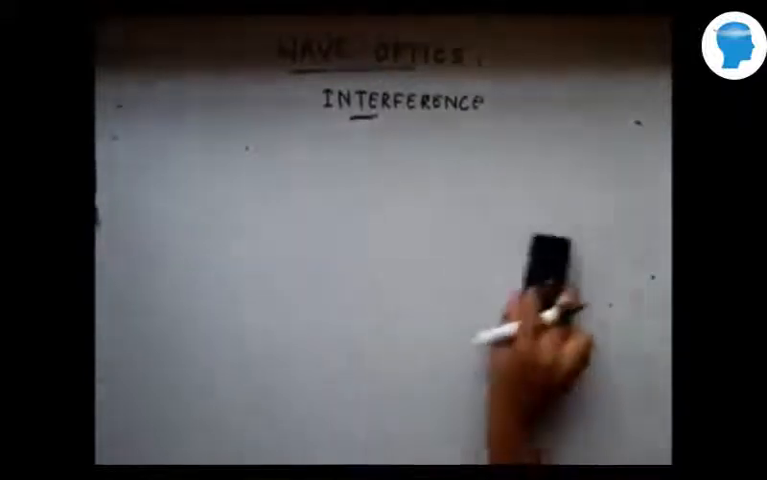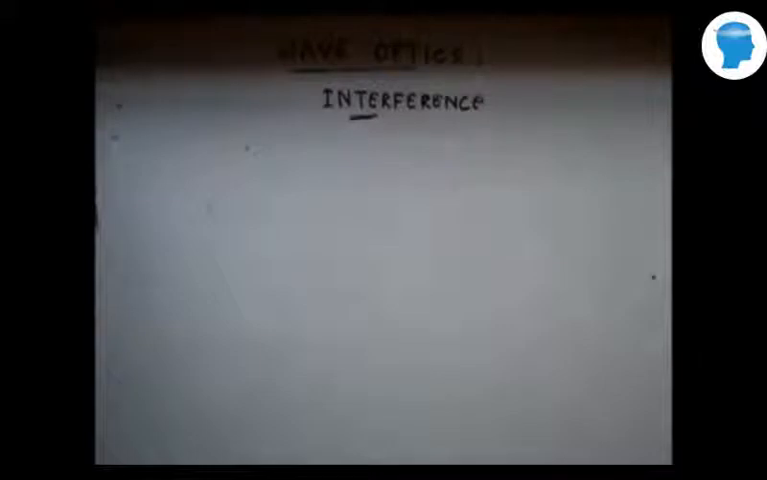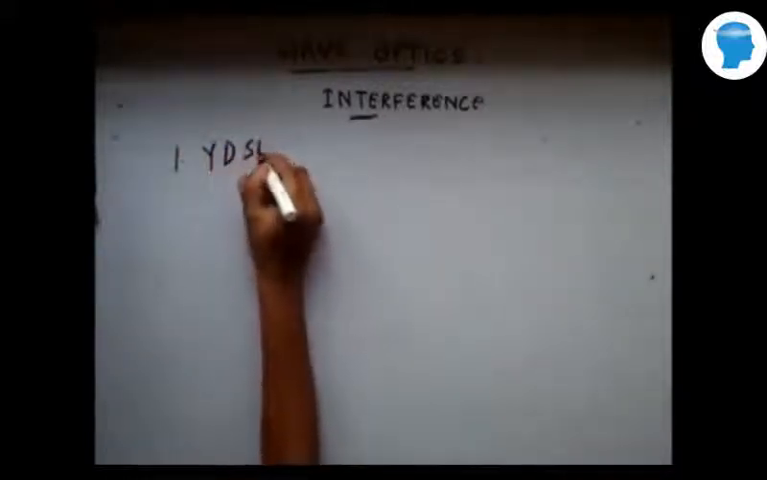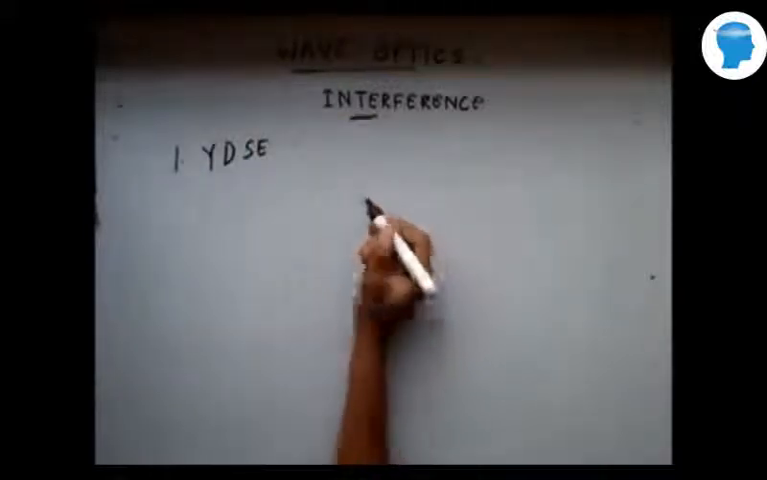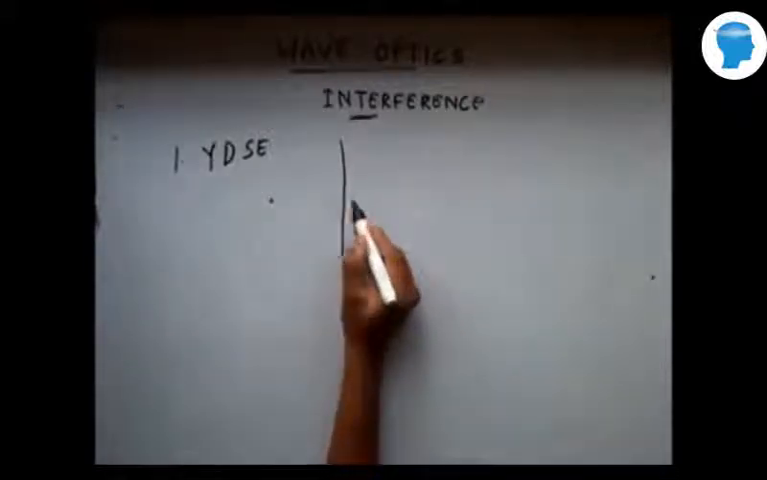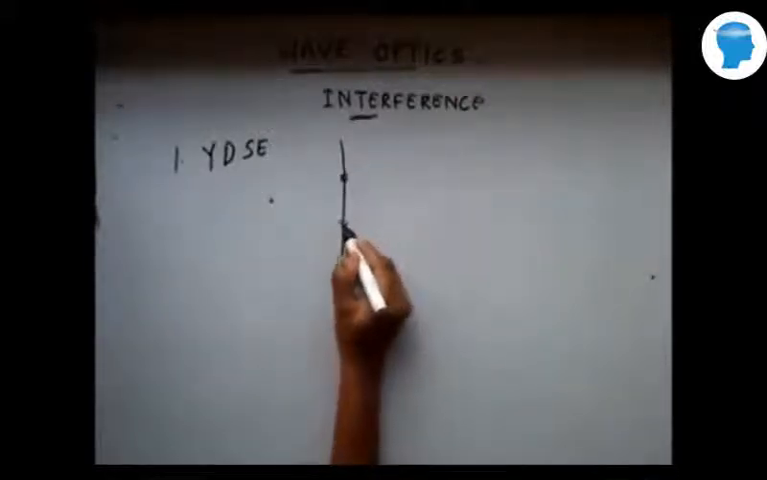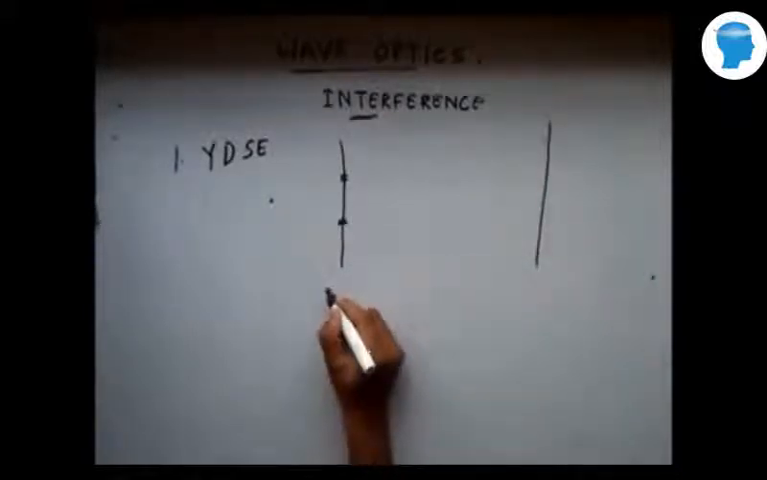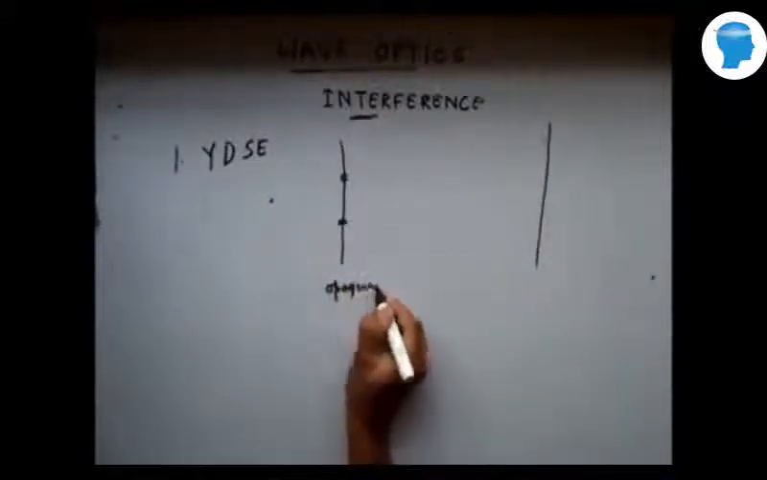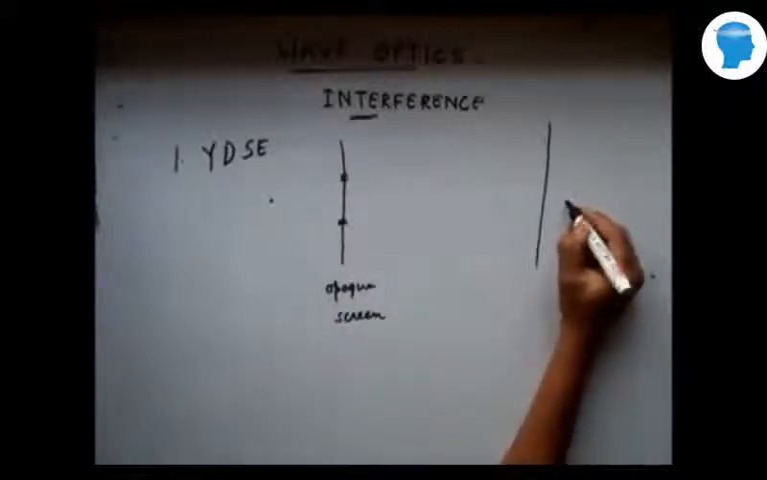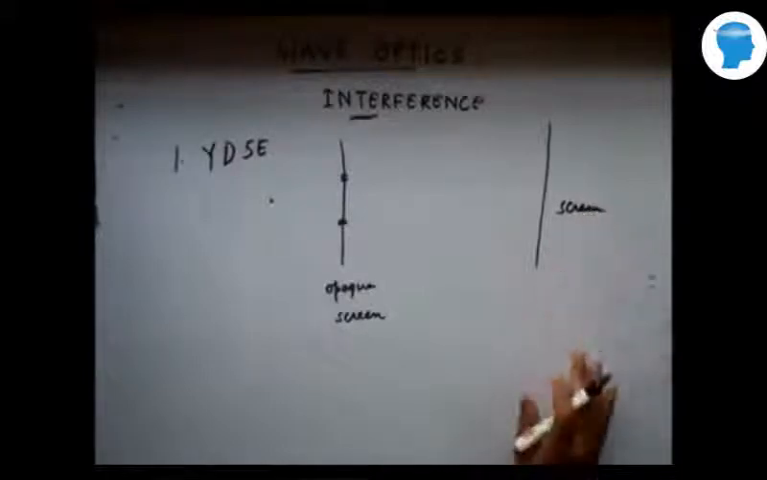So apart from Young's double slit experiment, we can have several other setups. The first setup to obtain two coherent sources was obviously the Young's double slit experiment, YDSE, where we had a source, an opaque screen with two tiny slits or tiny openings, and here we had a screen to view the fringes.